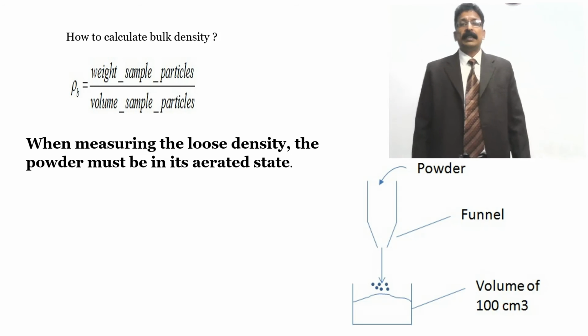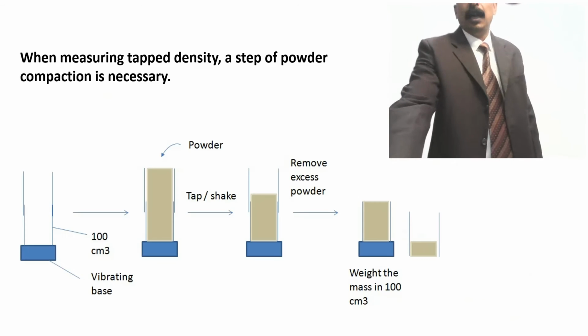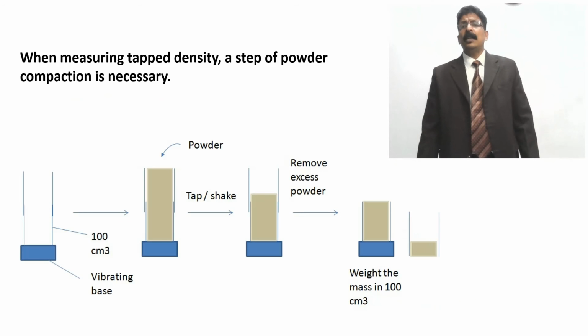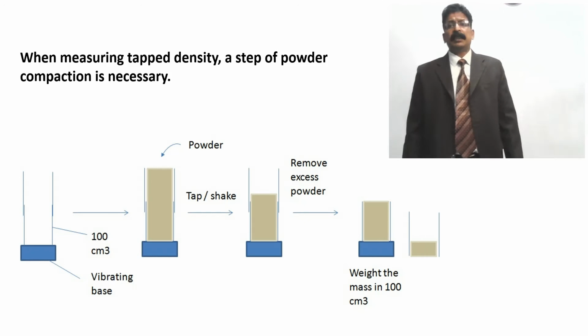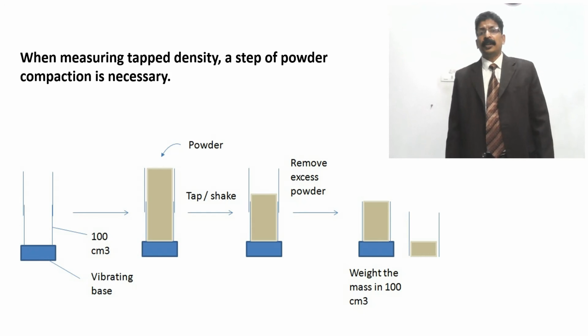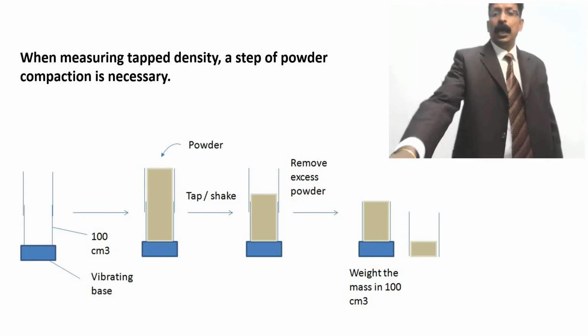When measuring the loose density, the powder must be in an aerated state. And when measuring tap density, by tapping it in a measuring cylinder, a step of powder compaction is necessary. A 100 ml measuring cylinder can be used and vibrated or tapped. By shaking, you can find out the weight of the mass in 100 cubic centimeters.